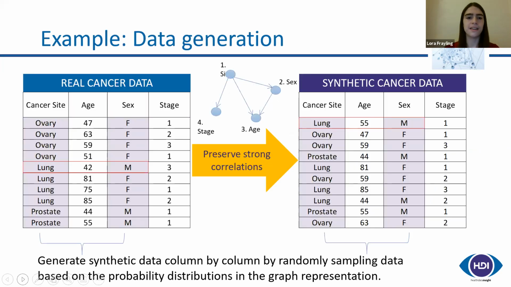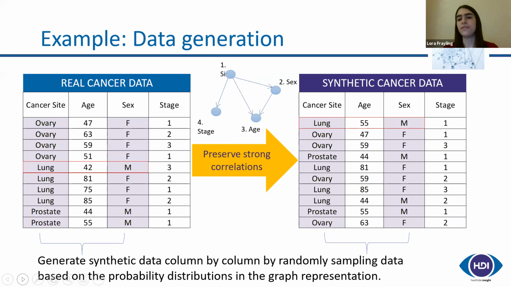So this is a visualization of what actually happens. So if you remember, our data set on the right was empty before. We would, for each patient, each synthetic patient, randomly sample values for each of the column variables, starting with site first. So for each synthetic patient, we would randomly sample a cancer site based on the distribution of cancer site in the real data on the left.